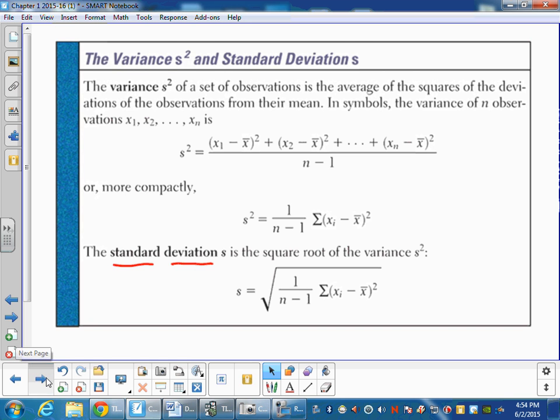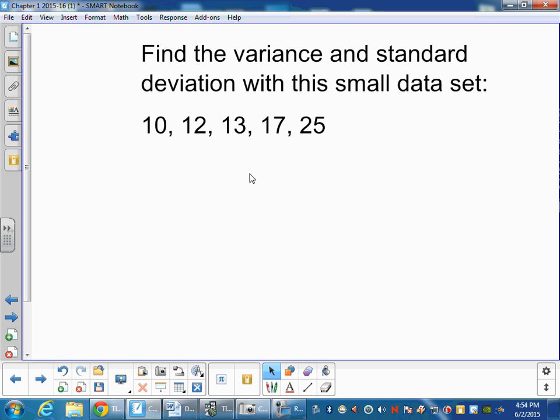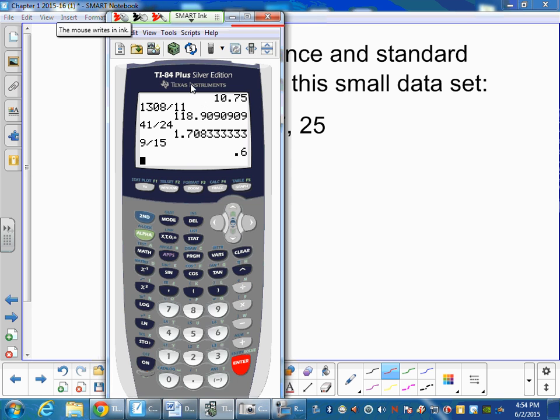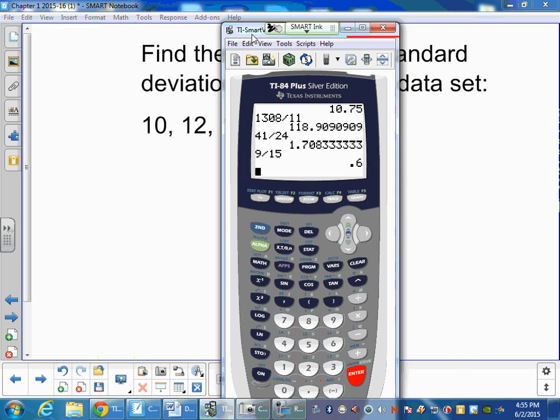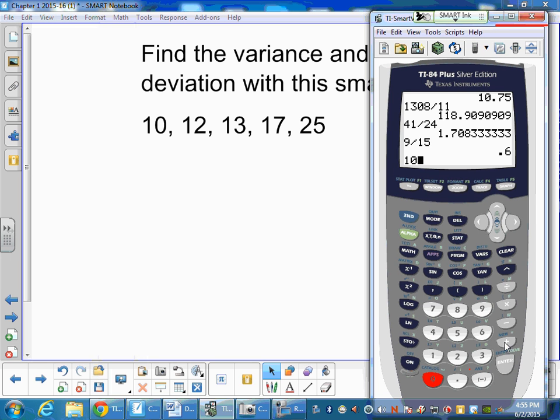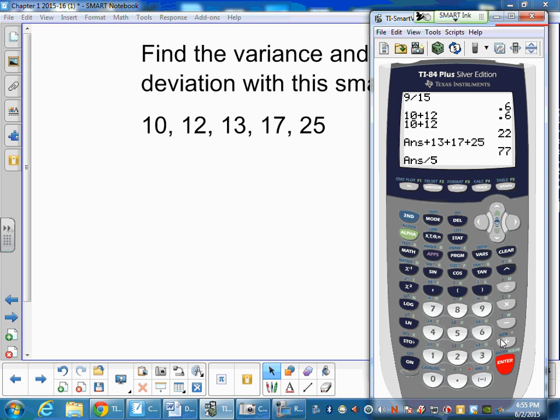So we have this data set. The first thing we need to do is find the mean. So we add up all those values. Move this off to the side a little bit. Hopefully I can move it. There we go. So we have 10 plus 12 plus 13 plus 17 plus 25 and that's 77, and then we're going to divide that by 5. So our mean is 15.4.